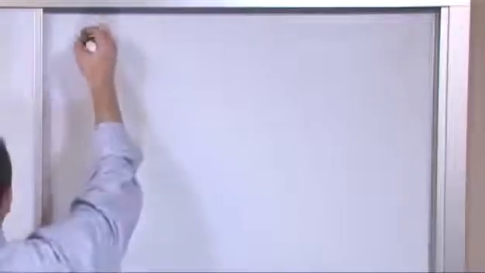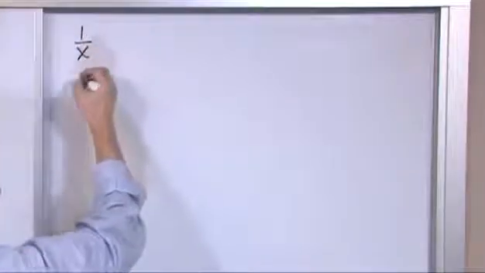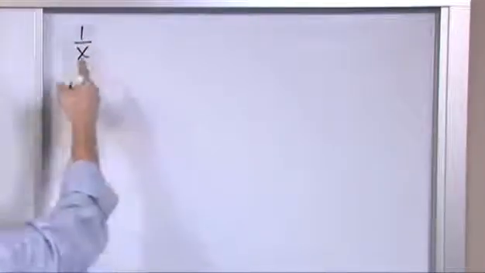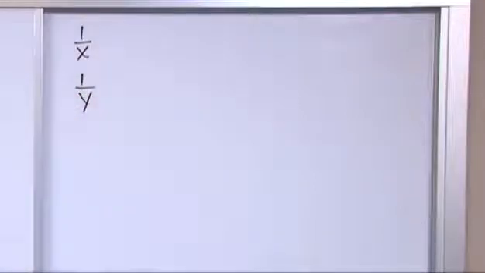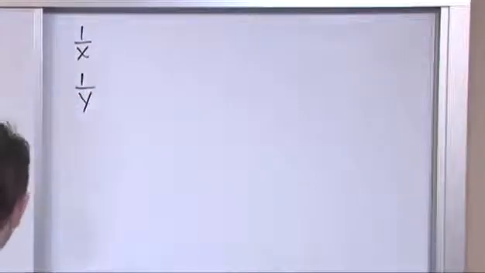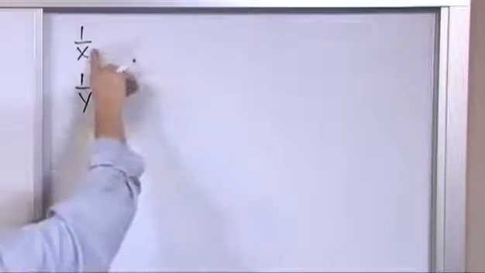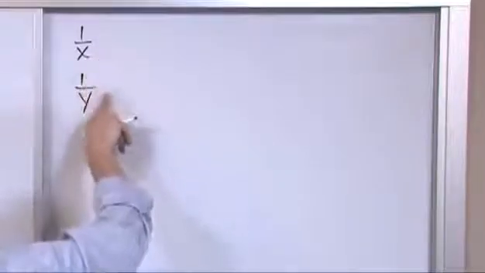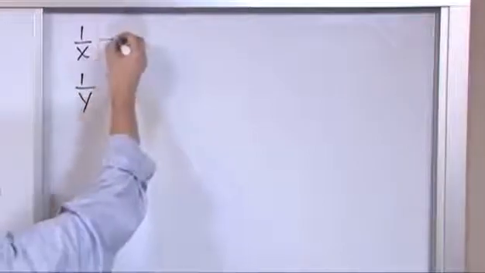So as an example about that, let's take a look at 1 over x and 1 over y. So these are two fractions you might look at, prior to algebra, and say, oh my goodness, how do I find the common denominator here? What you've got to realize is that this denominator is a number. I just don't know what it is. This denominator is also a number. I just don't know what it is.